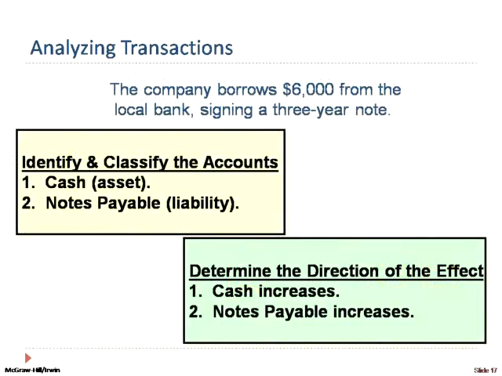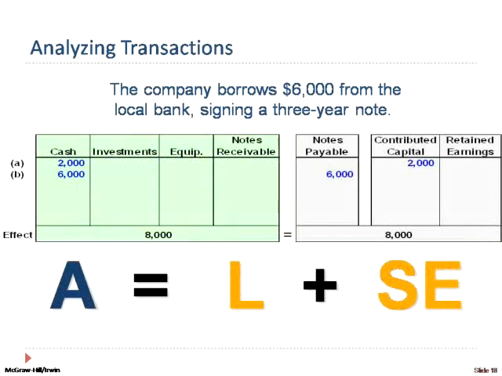In the second transaction, Papa John's borrows $6,000 from a local bank, signing a 3-year note. The accounts involved are cash, an asset, and notes payable, a liability. Both the cash account and notes payable are increased as a result of this transaction. After recording the transaction, the accounting equation is still in balance.